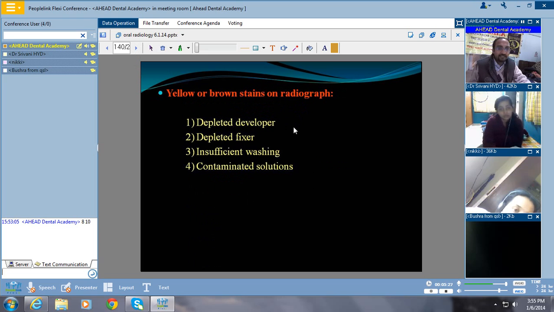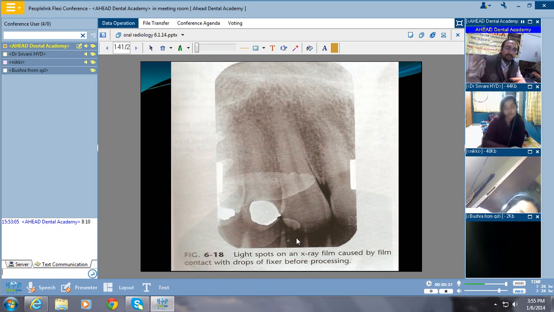Well, this is yellow or brown spots on a radiograph. What do you think this spot is? Which spot is this? This is an example of a light spot. Can you make this out? So can you guys tell me what is the main reason for a light spot?